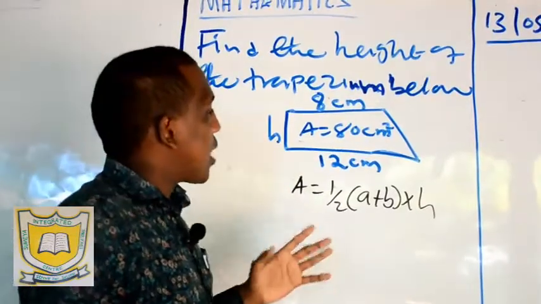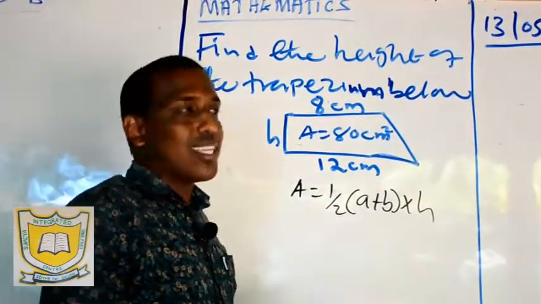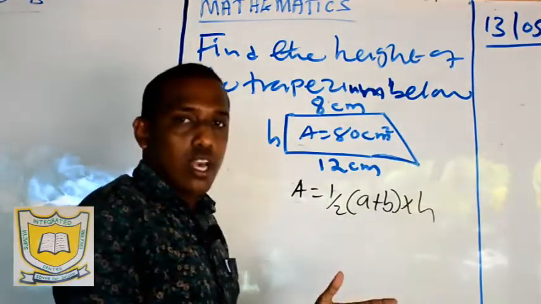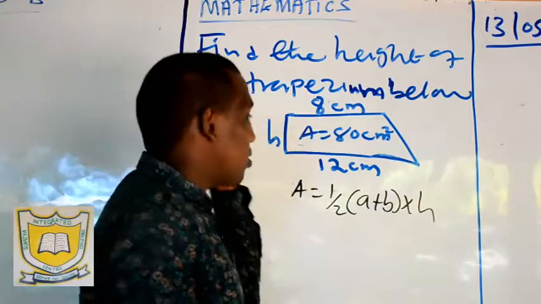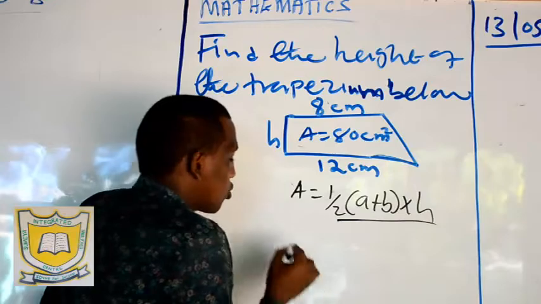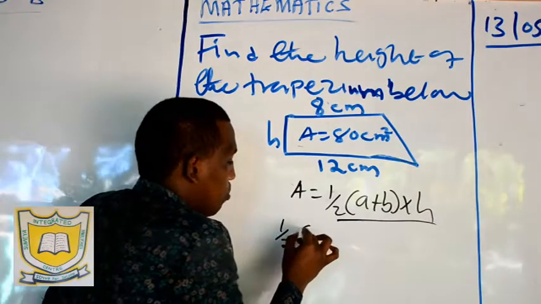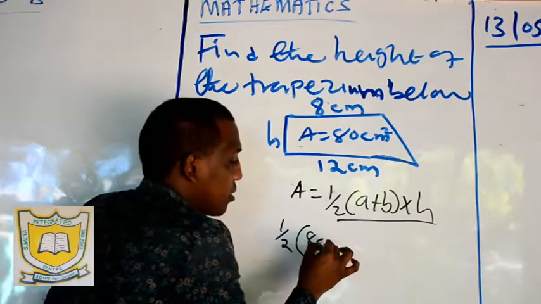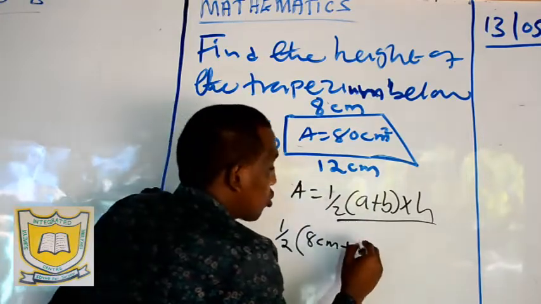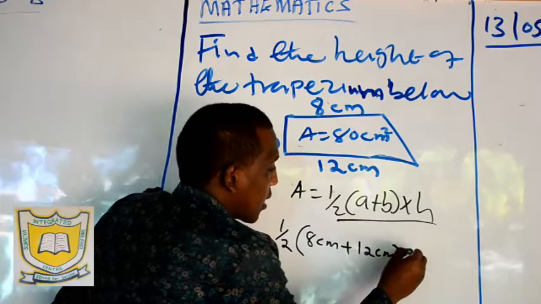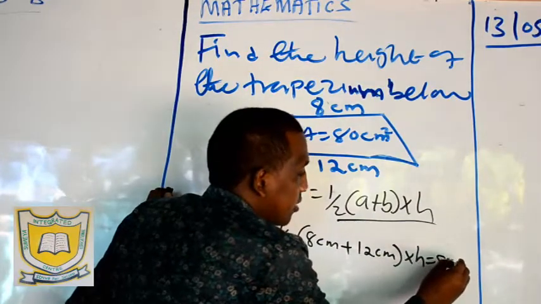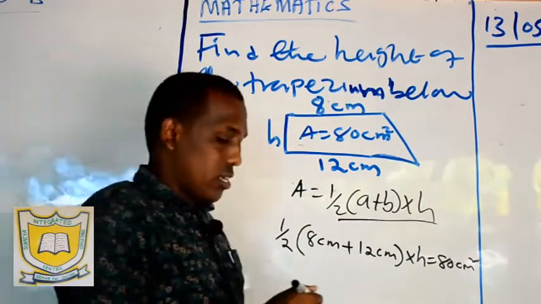So if I want to get the height now, I will use the formula for getting area. Remember, I said in any figure, whenever you are given an area, use the formula for getting an area to get the side. So let us get now the height. We use the formula now. So we say a half into bracket A, which is 8 centimeter, plus the baseline, which is 12 centimeter, into bracket times height, we don't know, is equal to the total area, 80 centimeter squared.